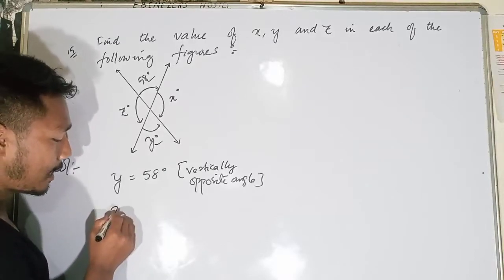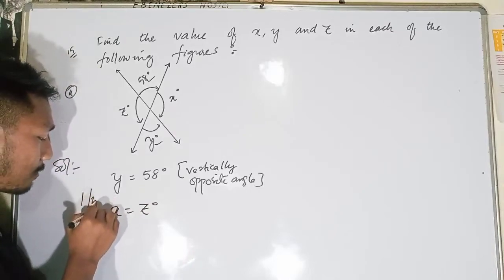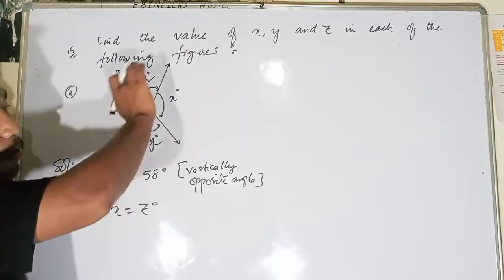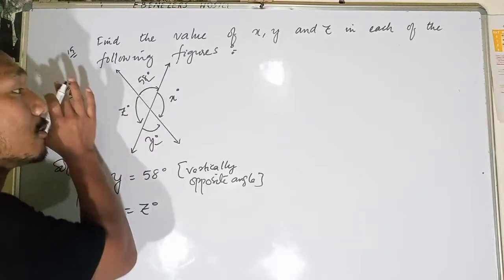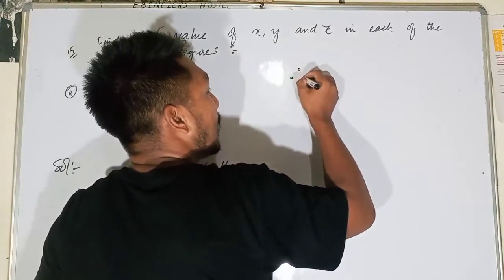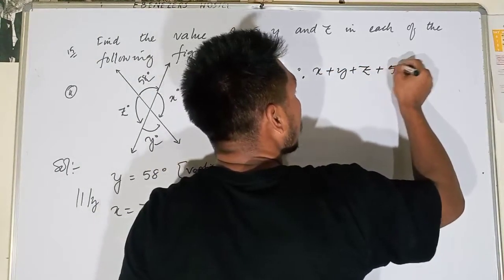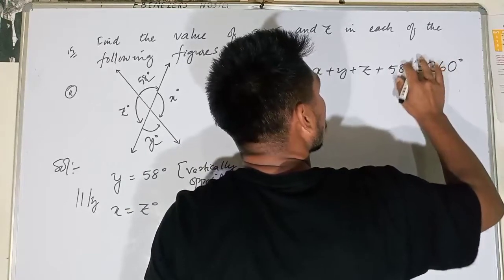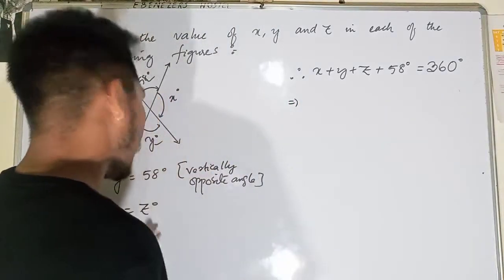Similarly, angle X and angle Z will be equal or not? Yes, similarly angle X and angle Z also will be equal. Now if I sum all these angles, as we have already learned in question number 14, the sum of all these angles will be equal to how much? Therefore, angle X plus angle Y plus angle Z plus angle 58 degrees will be equal to 360 degrees. So angle X and angle Z are equal.